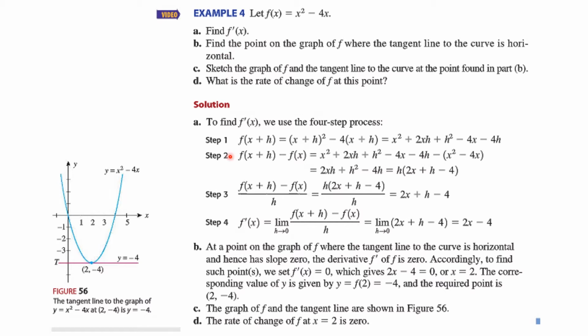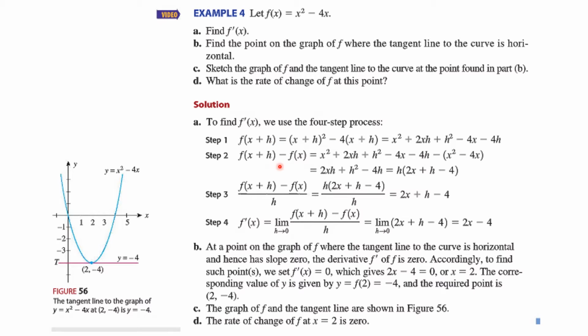So we wanted to find f prime. We used the 4 steps. So we say, what is f of x plus h? So we're taking x plus h and we're plugging it in everywhere the x is up here. So we get x plus h whole squared minus 4 times parentheses x plus h. So that's minus, and we do algebra simplifying this.